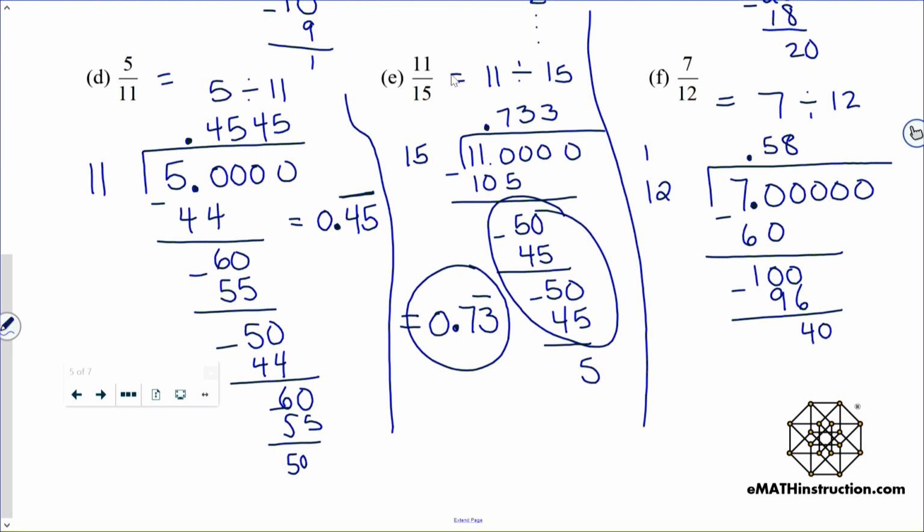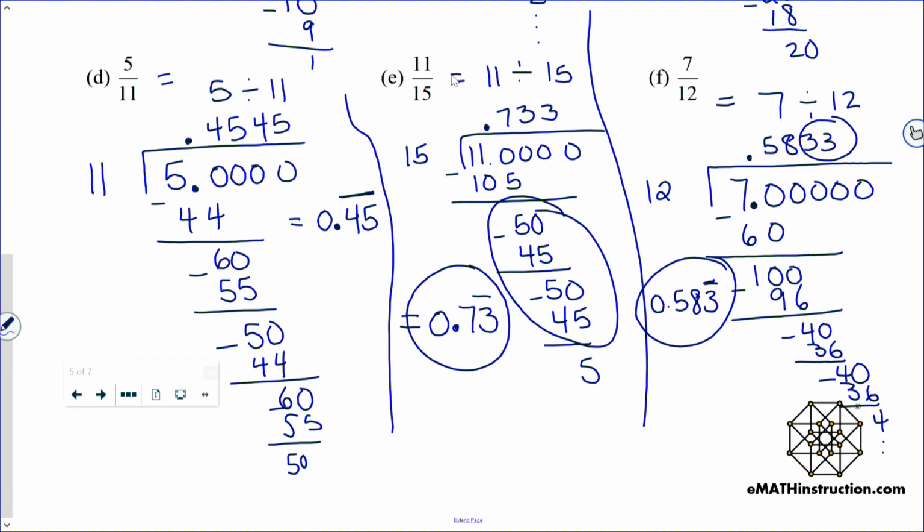Subtract, I'll get 40. How many times does 12 go into 40? Let's do 3. 3 times 12 is 36. When I subtract here, I get 4. Drop the 0, 40, look at that, there it is. 3 times 12, 36, and we get our repetition going on. And again, look at that 0.3 repeated. So this one's going to be 0.583 with only the 3 repeating.